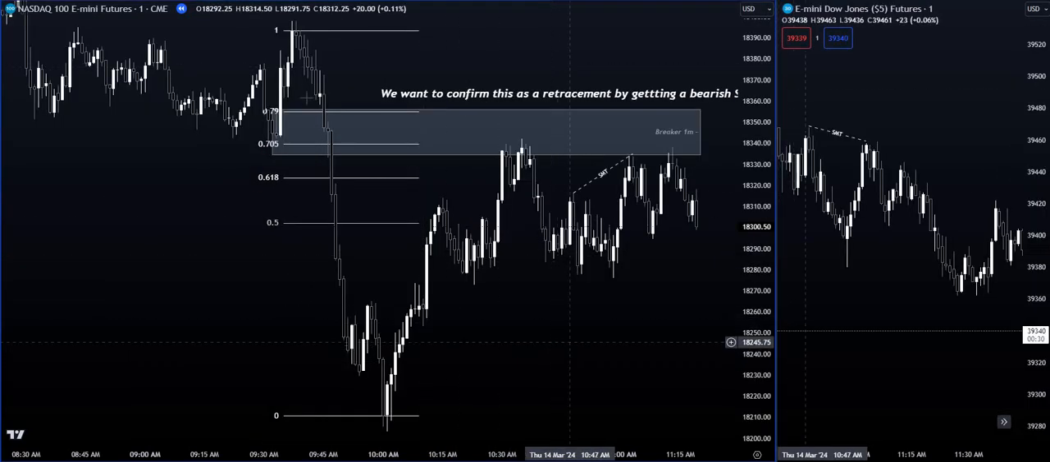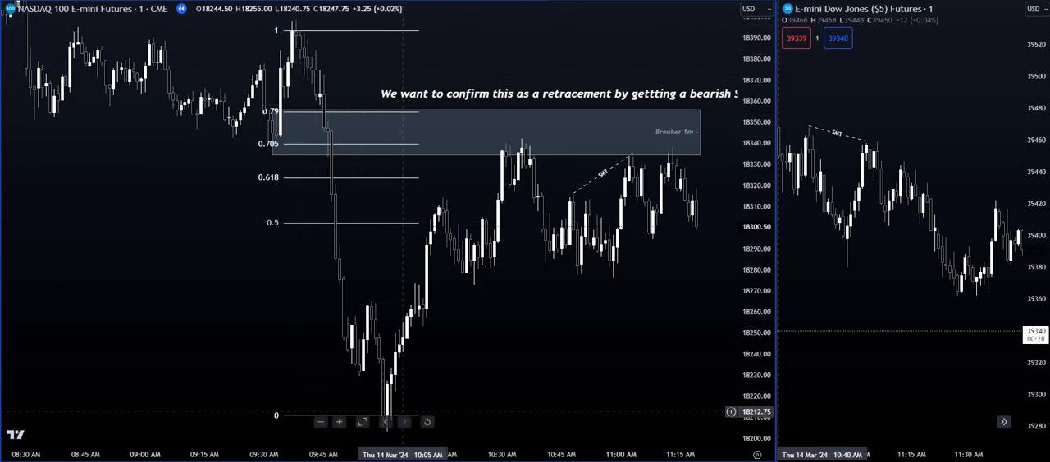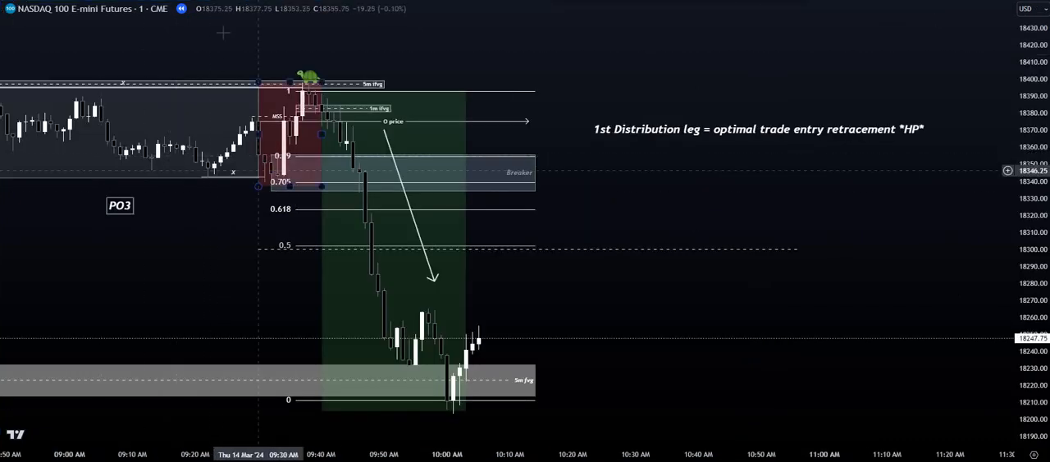Now, if we look at here, price trades down, optimal trade entry right here, between the 0.618 and 0.79. Where does price come into? 0.705, which is the midpoint of optimal trade entry. And it wicks it pretty much perfectly. And what does it wick? This breaker that we have previously marked out, right? So we're looking at this breaker from this one.